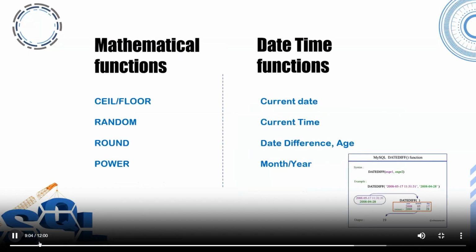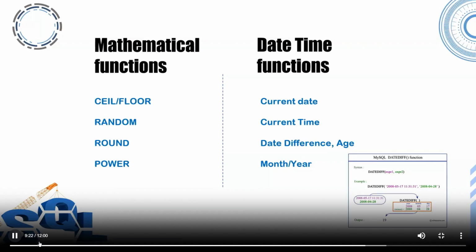Then we will be looking towards the mathematical functions. Some of the examples are ceil, floor, random. Here we will learn how to generate random numbers, then round function, power. So all of these are some of the functions that we will be learning in the mathematical function section.